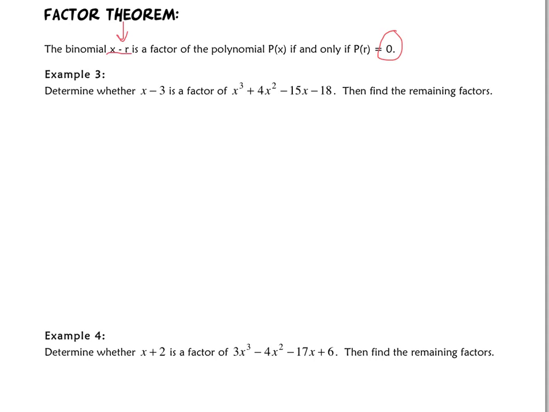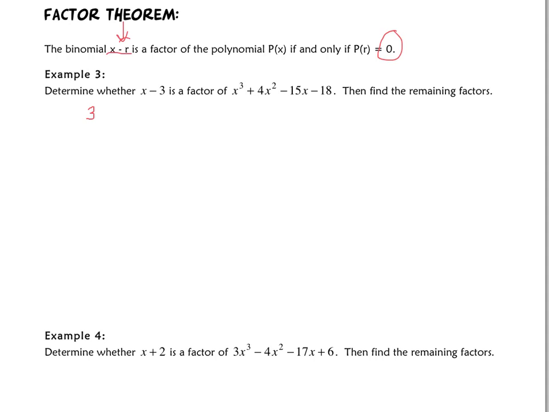Determine whether x minus 3 is a factor of x to the third plus 4x squared minus 15x minus 18, then find the remaining factors if it is. So if x minus 3 is a factor, basically we're trying to see, is this going to give us a value of 0? So the value that goes on the outside is 3.